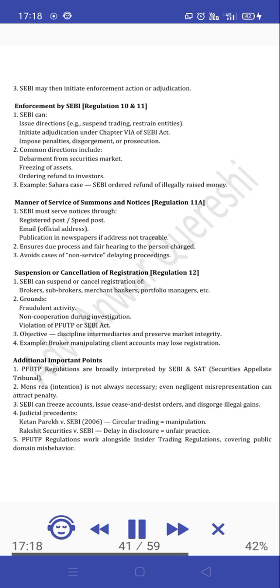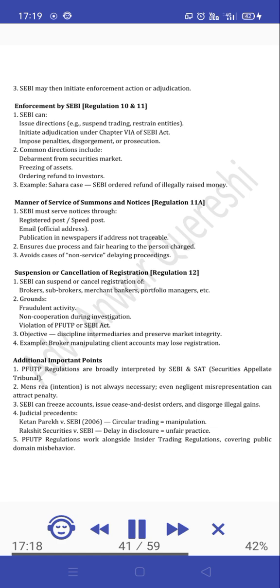Enforcement by SEBI, Regulation 10 and 11.1. SEBI can issue directions, e.g. suspend trading, restrain entities, initiate adjudication under Chapter V of SEBI Act, impose penalties, disgorgement, or prosecution. 2. Common directions include debarment from securities market, freezing of assets, ordering refund to investors. 3. Example: Sahara case. SEBI ordered refund of illegally raised money.